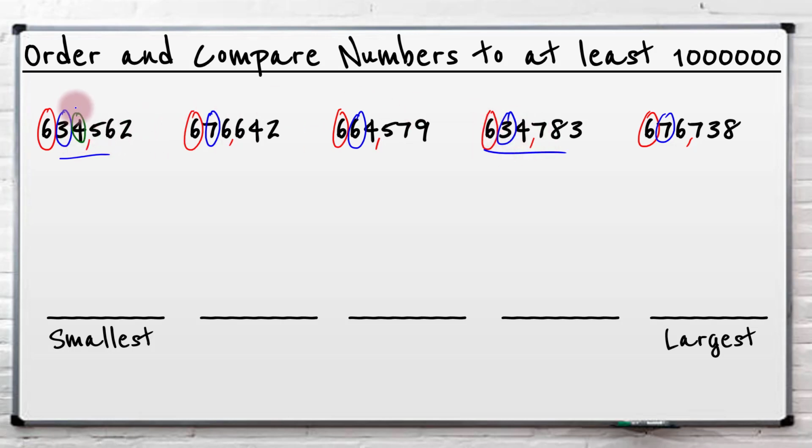So we need to go to the thousands column. So this has got 4,000. This one's got 4,000. Then we need to now go to the hundreds column because they've got the same. So this has got 500. This has got 700. Well, 700 is worth more than 500. So this is my smallest. 634,562. Which means this one will be next.